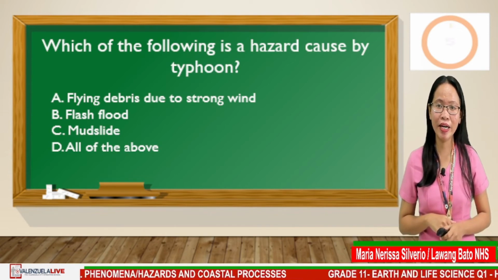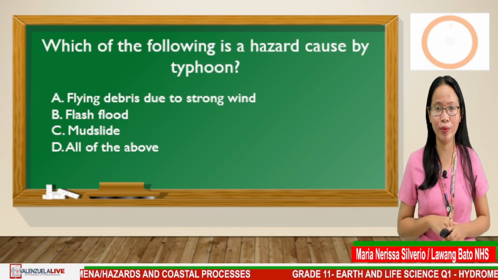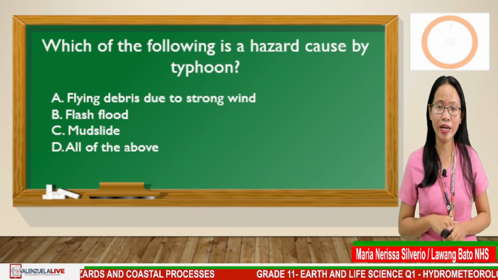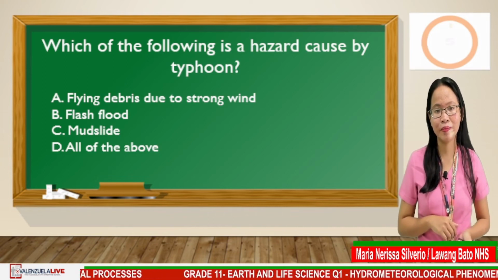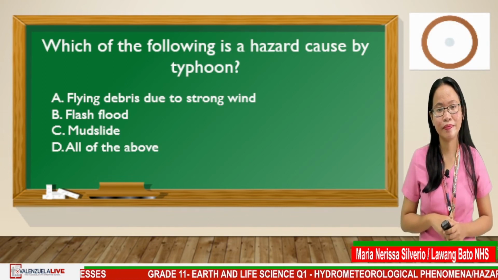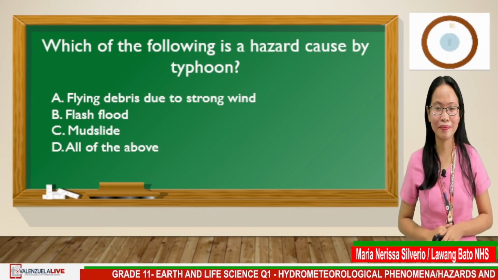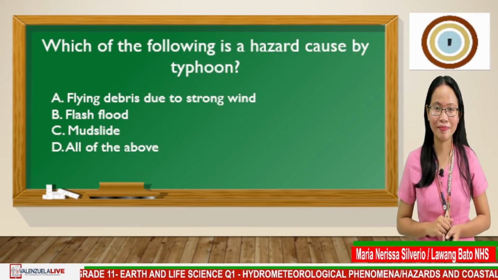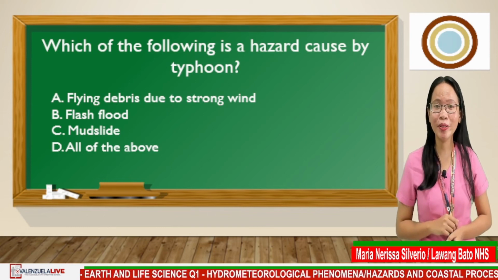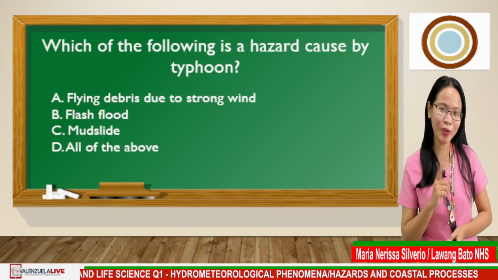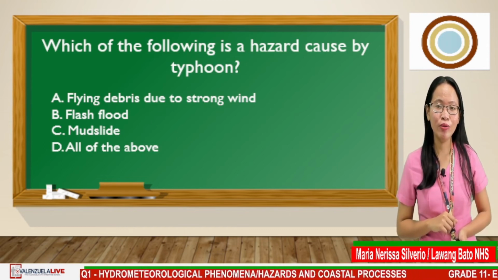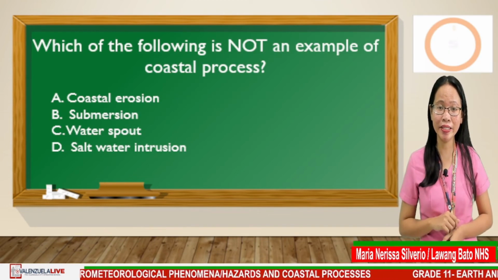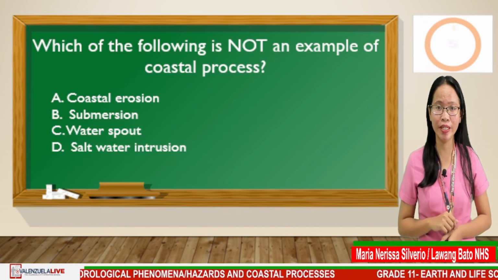Which of the following is a hazard caused by typhoon? A. Flying debris due to strong wind. B. Flash flood. C. Mudslide. D. All of the above. If your answer is letter D, you are correct. Next, number 4.